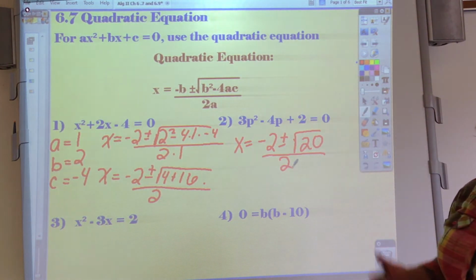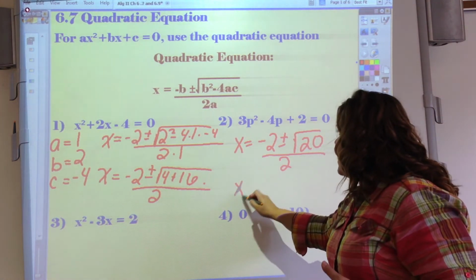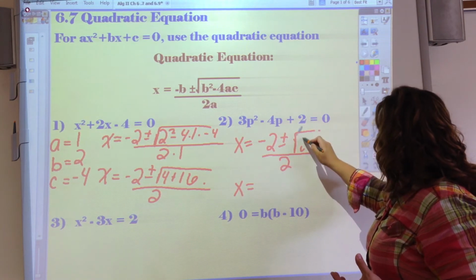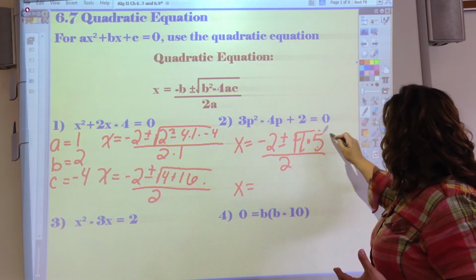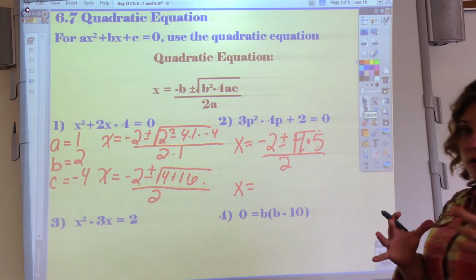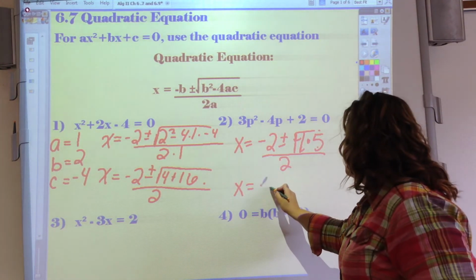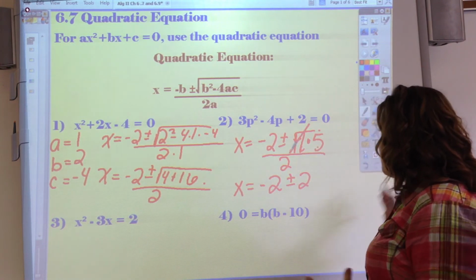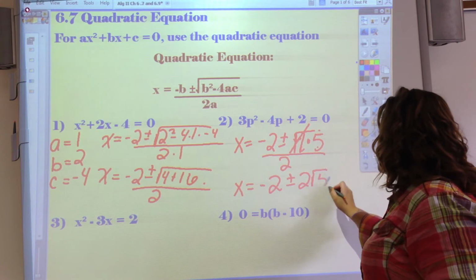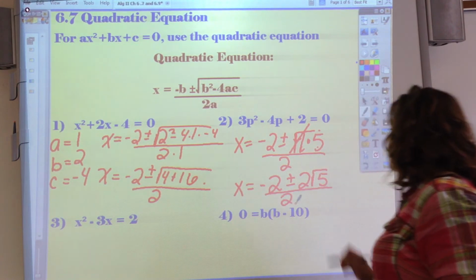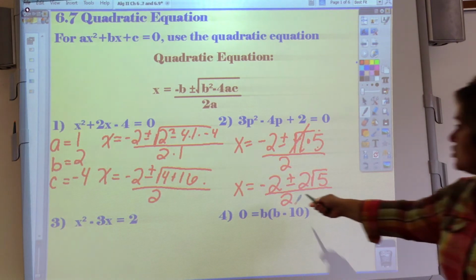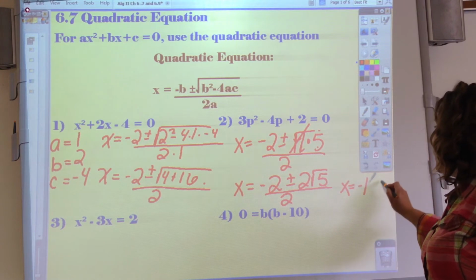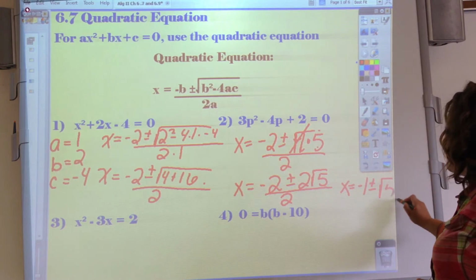In my final step, I'm going to simplify my square root. And 20, I actually know, is 4 times 5. So that 4, I can square root and bring out as a factor of 2. And I get -2 plus or minus 2 times the square root of 5, all over 2. Now in my final step, I notice that 2 will go into both of these terms, and I have x equals -1 plus or minus the square root of 5.